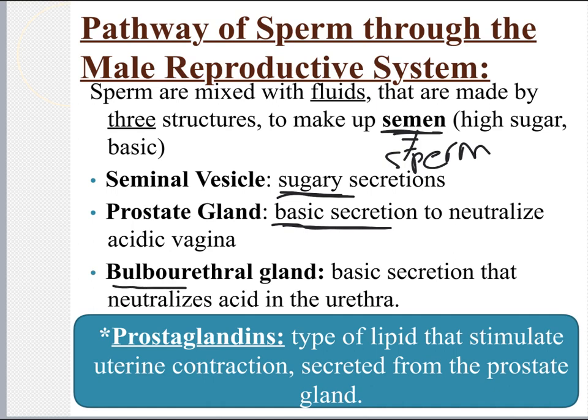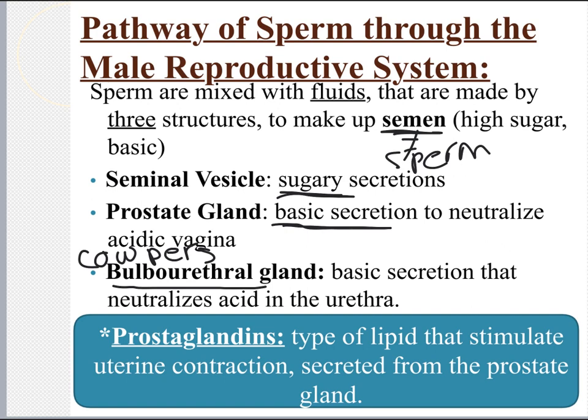Also, the bulbourethral gland, also called the Cowper's gland, also produces a basic solution, but that is to neutralize acid in the urethra, because you should know, gentlemen, that the urethra is not just the tube where ejaculate comes out, but it's also the tube where urine comes out. So urine is acidic, which means that part of your own body is acidic, and that could potentially damage the sperm as well.